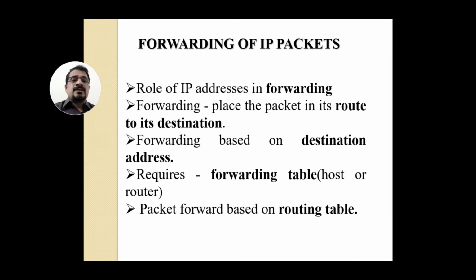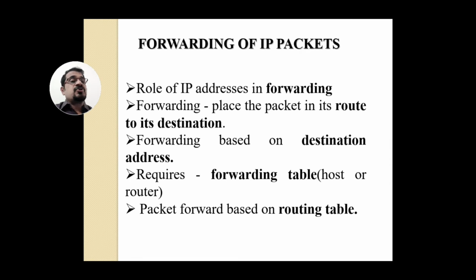Forwarding of IP packets. The role of the IP address is forwarding. It means that with the help of the IP address, that is the source and destination address, the packets move towards the destination. That moving is what we call forwarding. Forwarding from one node to another node is taken care of by the data link layer and the network layer, from the source network to the destination network. So forwarding is the place where the packet is en route to its destination, where the packets can reach the destination.